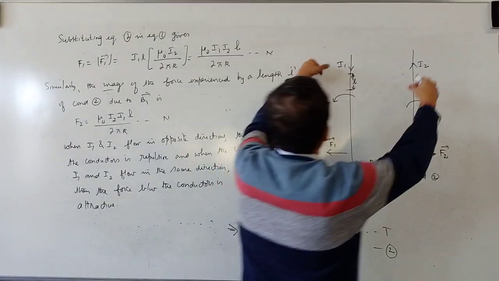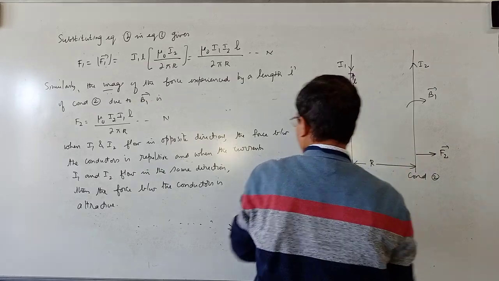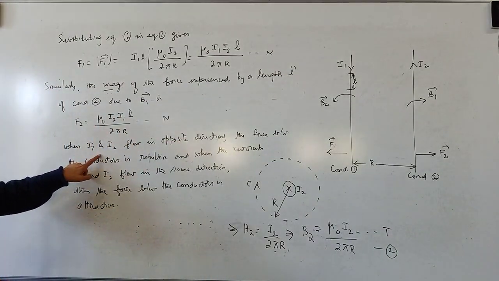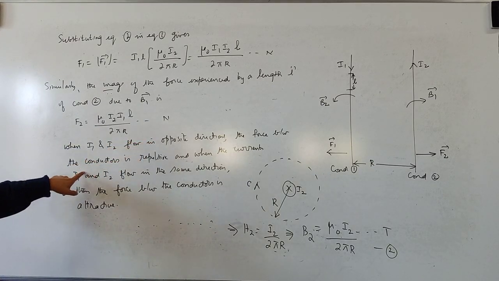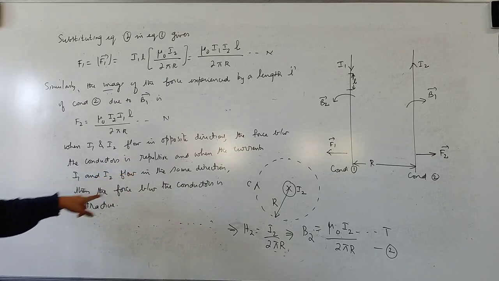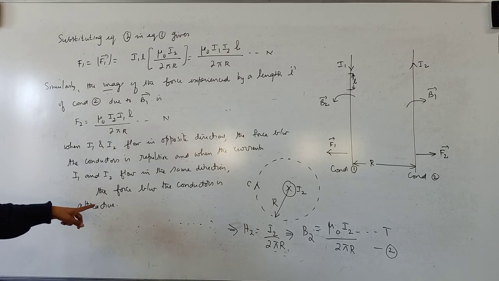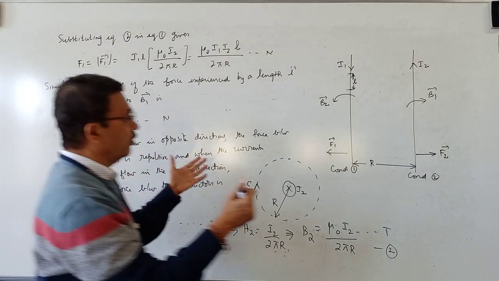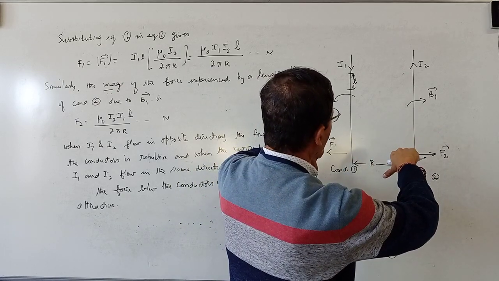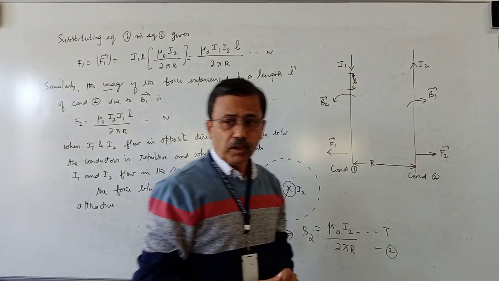What I mean is, if I1 and I2 flow in the same direction, the directions of F1 and F2 will reverse. That means the force is attractive. So I have written here, when I1 and I2 flow in opposite directions, the force between the conductors is repulsive. And when the currents I1 and I2 flow in the same direction, the force between the conductors is attractive. That means unlike currents produce repulsive force, like currents produce attractive force. This is quite opposite to Coulomb's law.